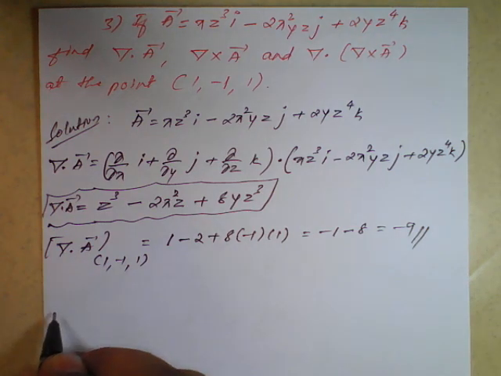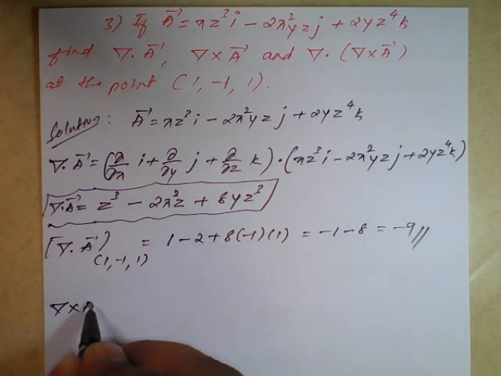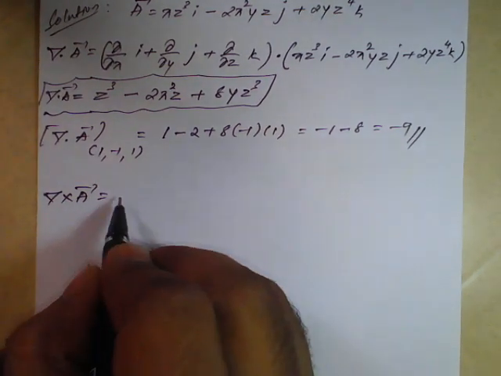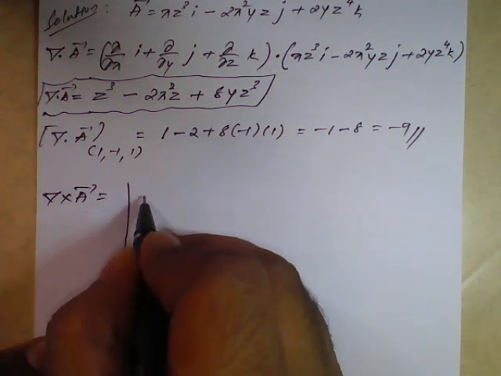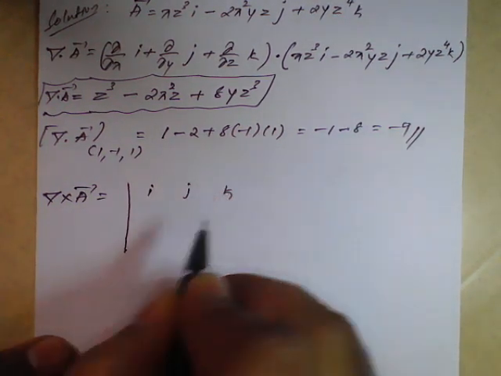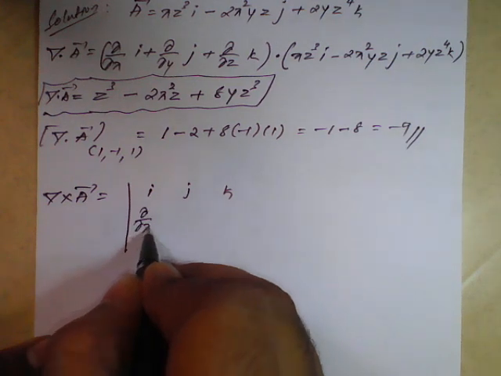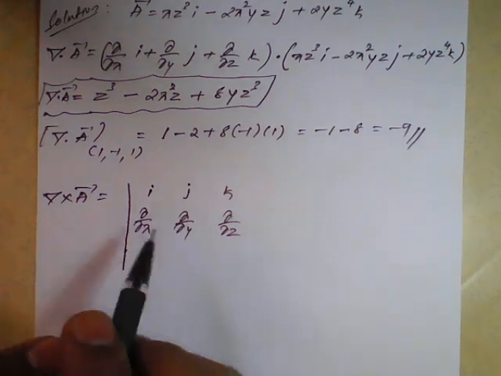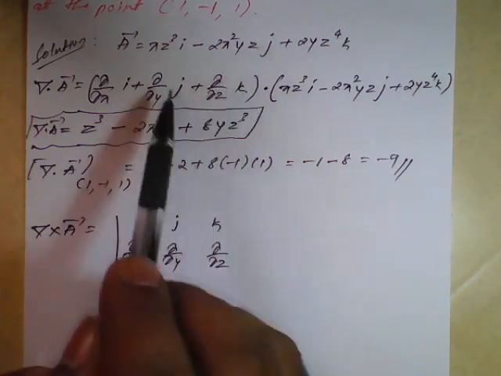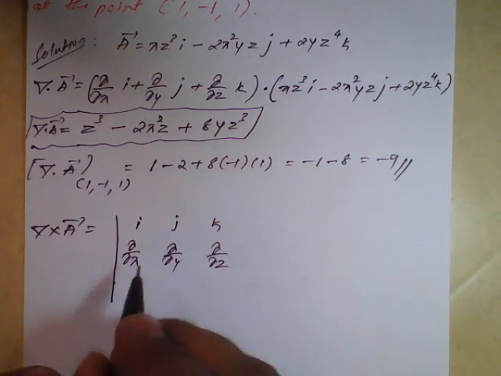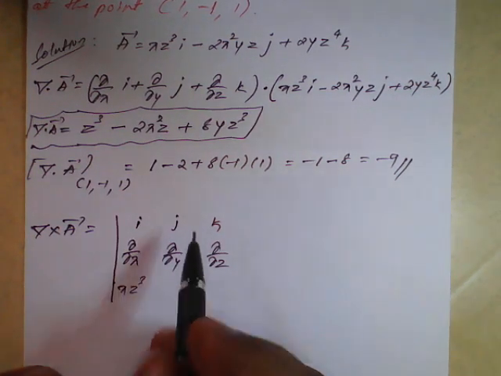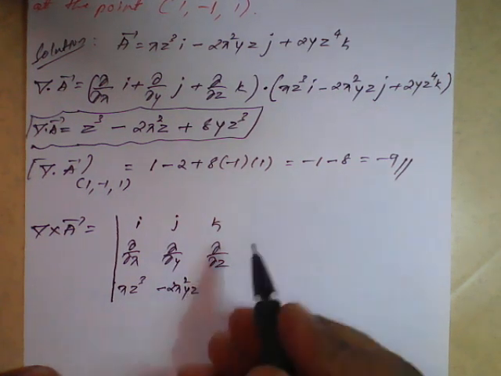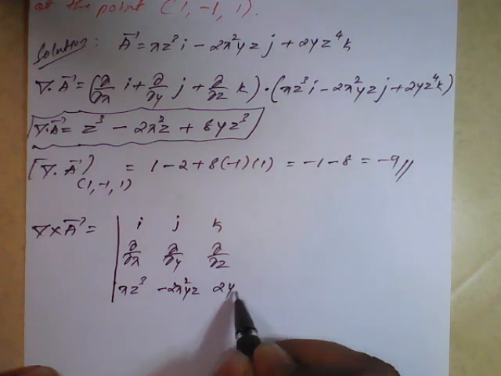Second required thing, so we need to calculate del cross vector A. So this del cross vector A is nothing but the determinant. First row is i, j, k. Then second row is partial derivative with respect to x, y, z. Third row is coefficient of i, j, k. Here coefficient of i is xz cube, coefficient of j is minus 2x square yz, and coefficient of k is 2yz raised to 4.